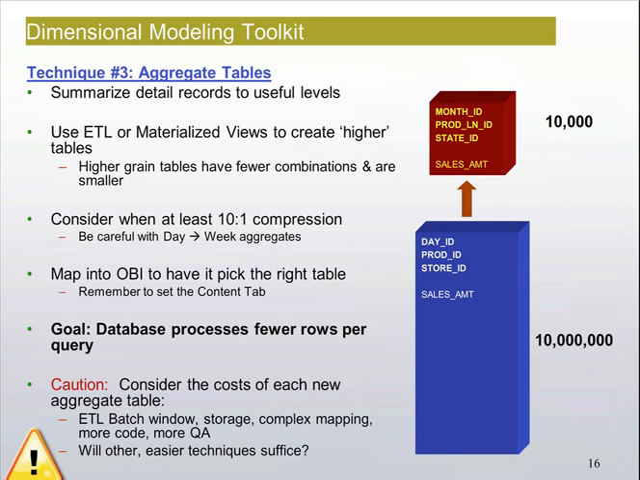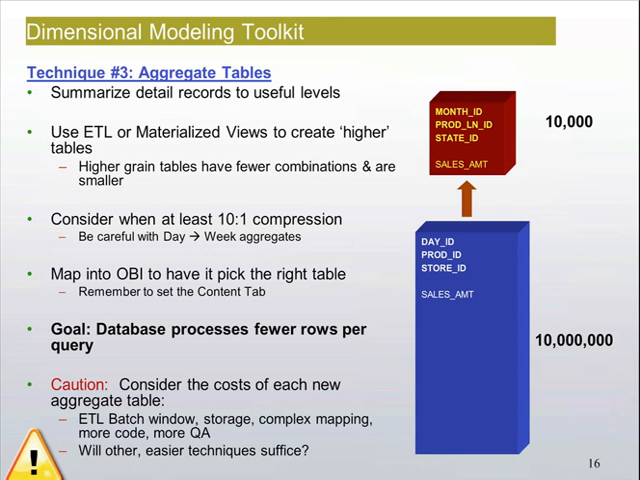We build this aggregate table, we map it into OBI. Now OBI can pick which table to use based off of the query that's coming in. OBI is called aggregate aware, and it's going to navigate to the proper aggregate based off of the actual query coming in. Right? Caution, and this is something that I think folks sometimes don't think about too much.